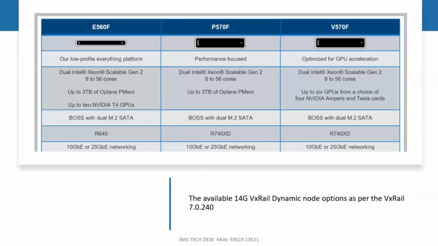So these are the nodes from the VxRail appliance perspective. These three nodes will supply a dynamic cluster option. Because you know about the series of servers, right? We have E, V, P, S, D, G. Out of all the series, only three are supported, especially these models: E560, P570, and V570F.